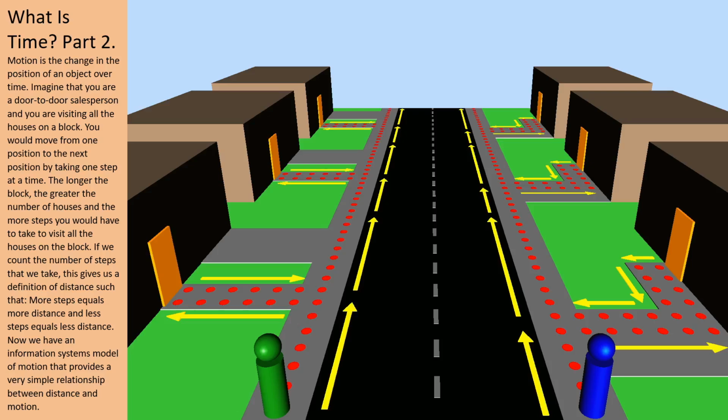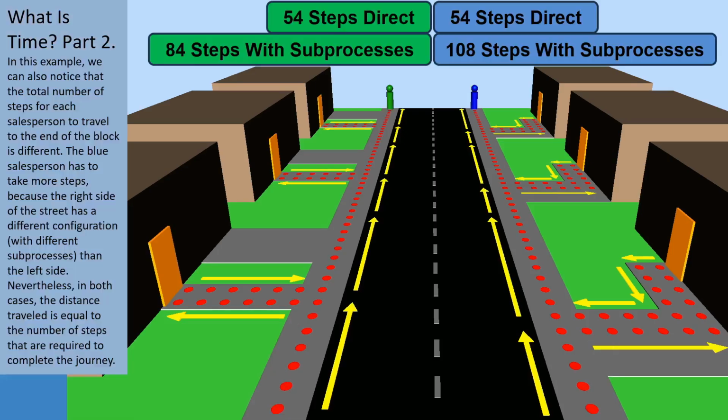Now we have an information systems model of motion that provides a very simple relationship between distance and motion. In this example, we can also notice that the total number of steps for each salesperson to travel to the end of the block is different. The blue salesperson has to take more steps because the right side of the street has a different configuration with different sub-processes than the left side. Nevertheless, in both cases, the distance traveled is equal to the number of steps that are required to complete the journey. And there's one more point that we need to understand when we look at this slide.